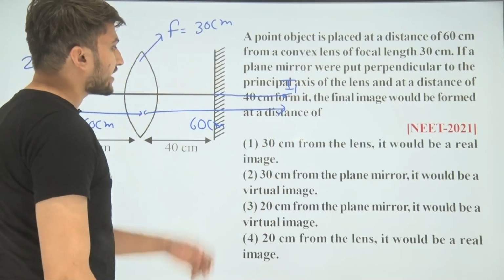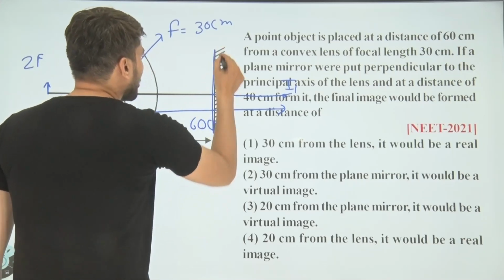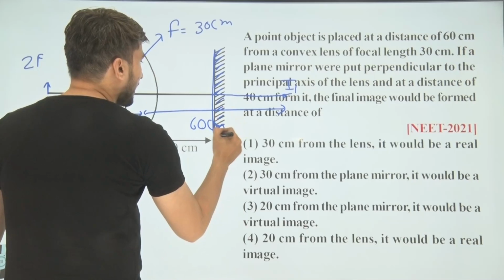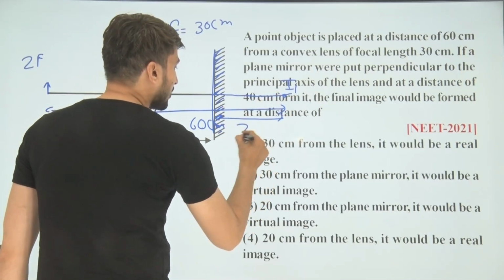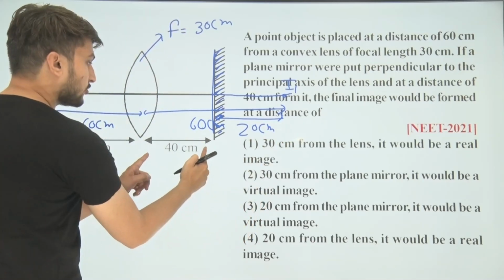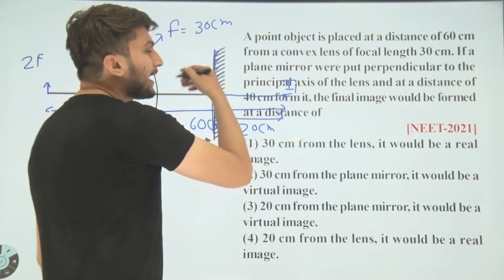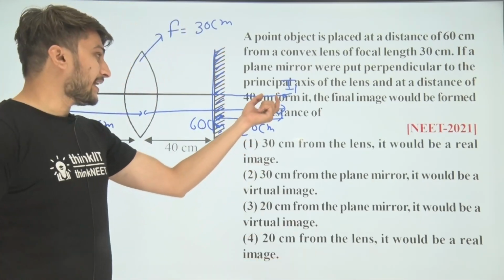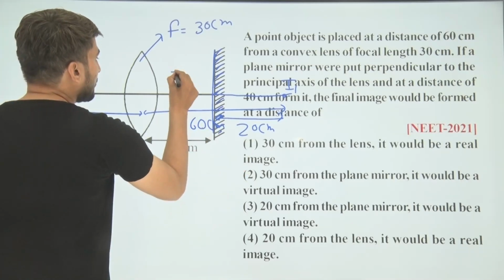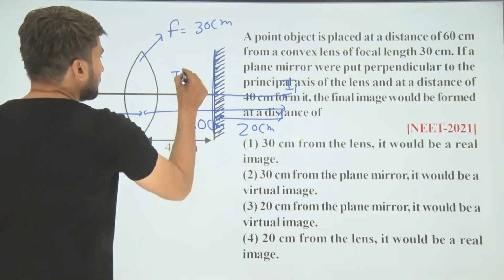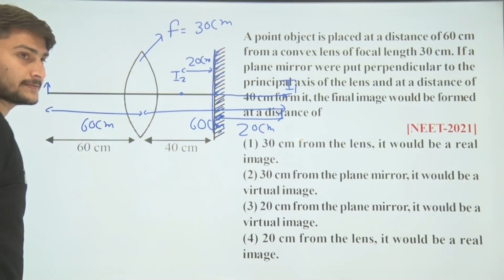Now the second image is formed by the mirror. For this mirror, I1 behaves like a virtual object at a distance of 20 centimeter, because this is 40, this is 60, so the remaining will be 20. By a plane mirror the image will be at the same distance as the object. That means the I2 image is formed at this distance, which is 20 centimeter from the plane mirror.